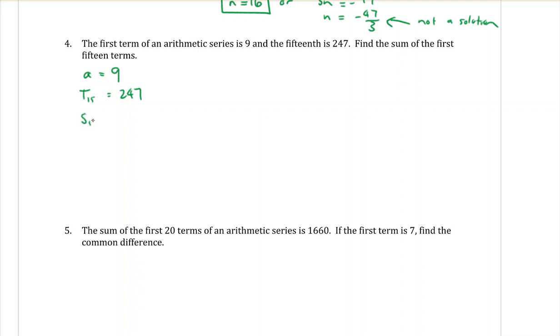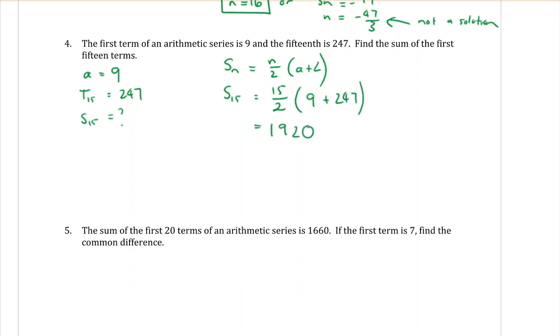I am trying to find the sum of 15 terms. That's the goal. But because it gives me a term, I don't have to, because I have an extra formula. That T15 is the last term in my series. So I could use S of n equals n over 2 bracket A plus L. I know that n is 15, so it's 15 over 2 bracket A is 9 and L is the 247. Okay, and that's 1920.